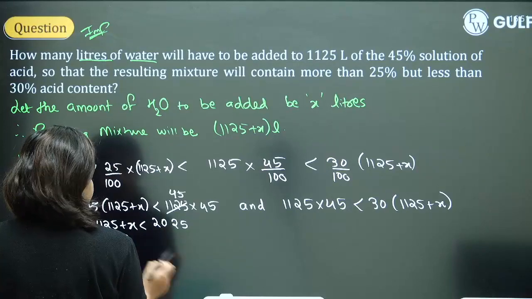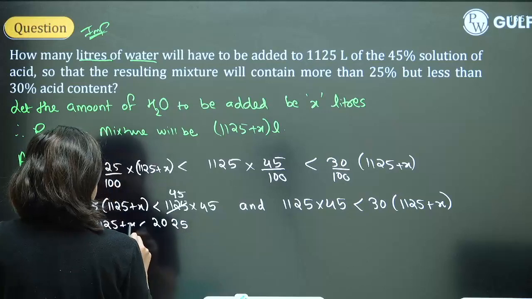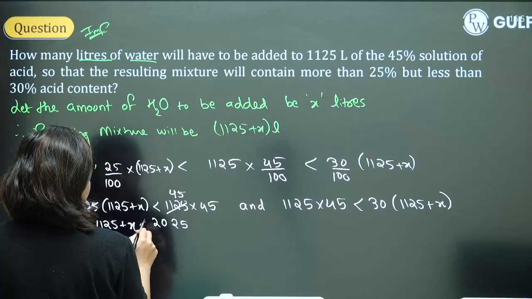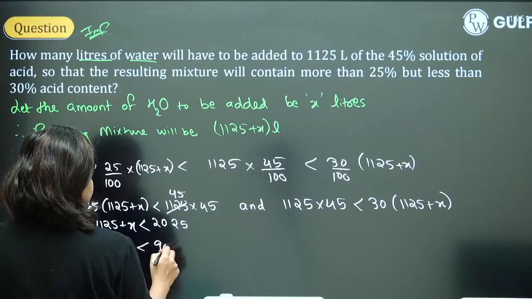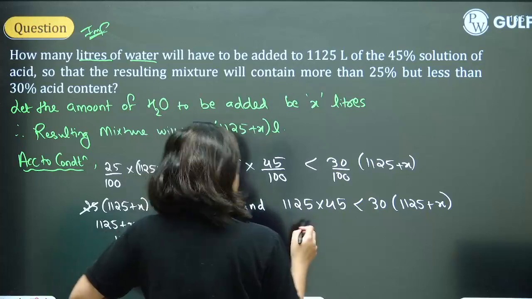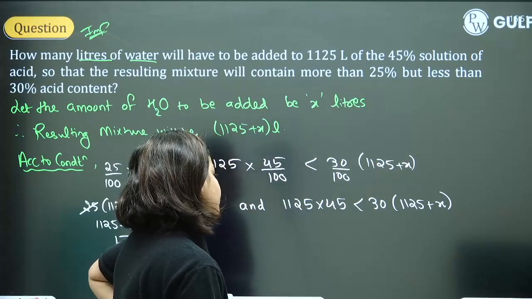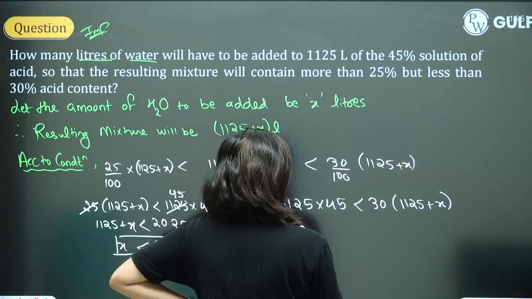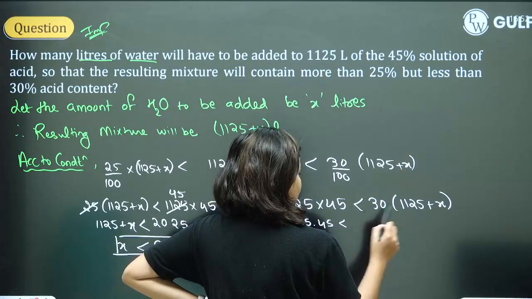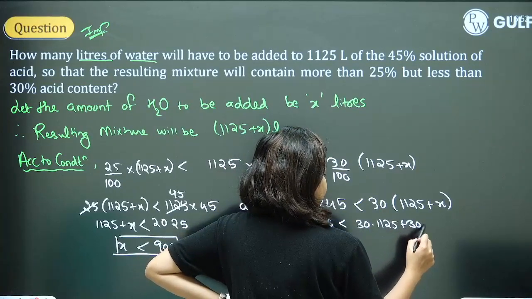So x is less than 900, right? Here I am getting x is less than 900. Next part, let's quickly solve this also. Can I cancel it with 30? No. One thing we can do is 1125 into 45 is less than, open it, 30 into 1125 plus 30x.